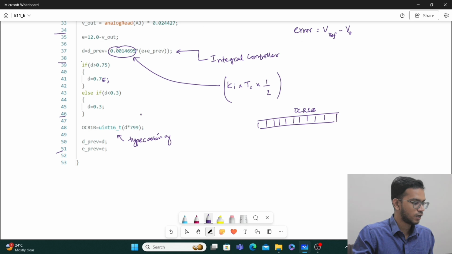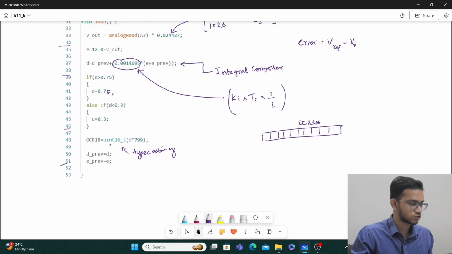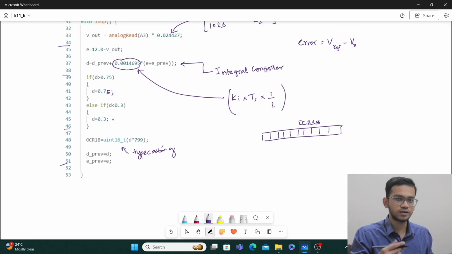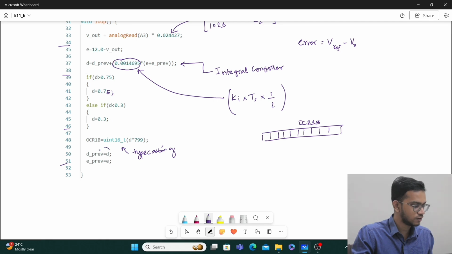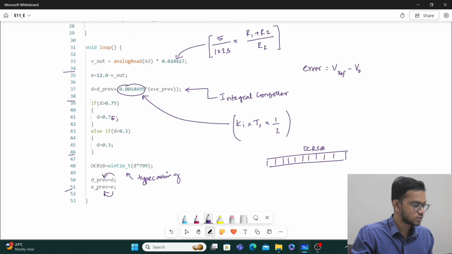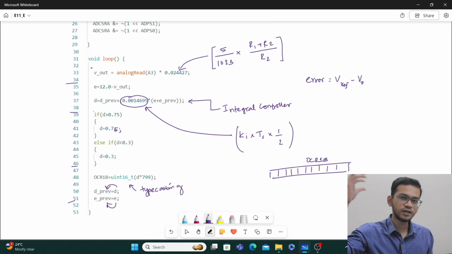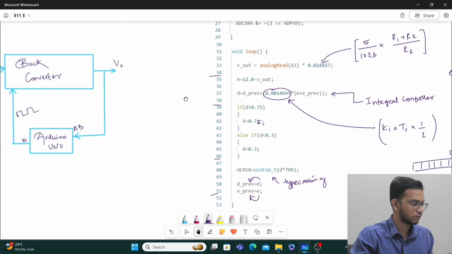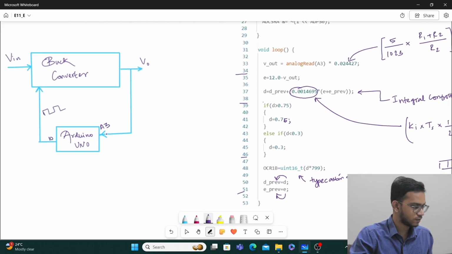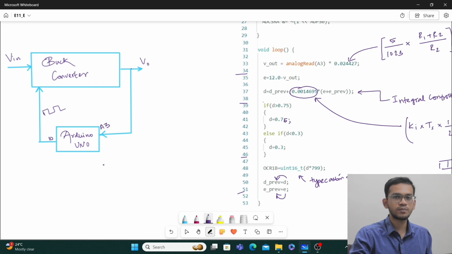deep level. And once all of this is done, I have to store the current value of duty ratio and error for the next iteration. So I'm storing this D in a variable called D previous, and I'm storing this E in a variable called E previous. Once this is done, it will go up, read the next sample from the output of the converter, come inside the Arduino, and all the lines of this void loop will be executed. Once it reaches the bottom, it again goes to the top, and it will read the next sample, and this happens forever.